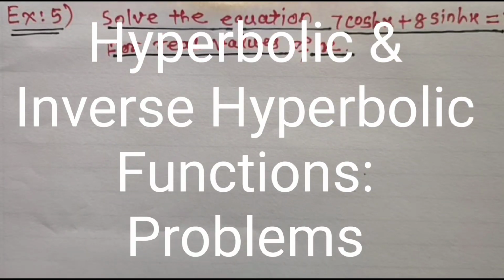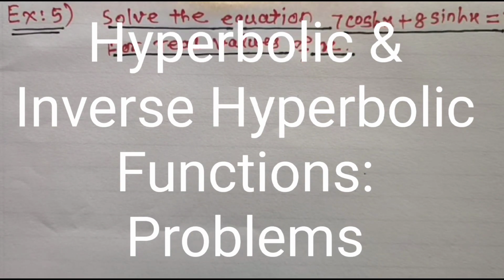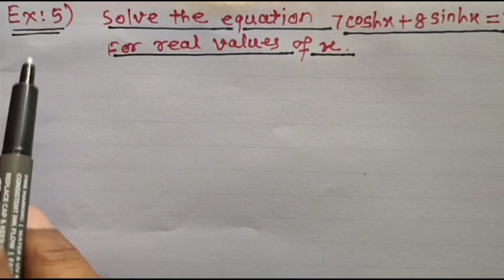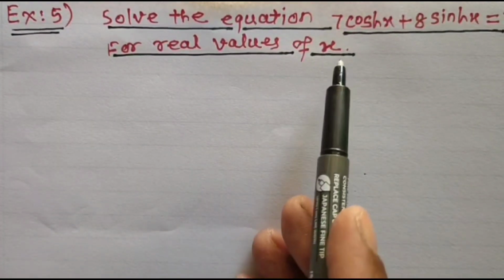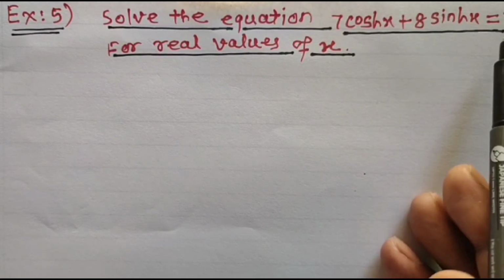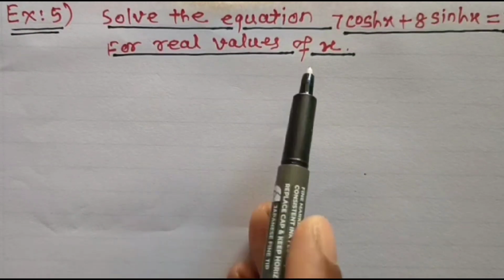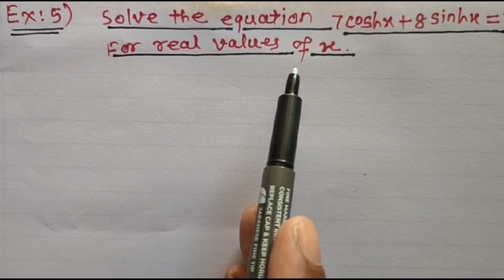Hello everyone. Today we are solving problems on hyperbolic functions and inverse hyperbolic functions. This is sum number 5. Solve the equation 7 cosh x plus 8 sinh x is equal to 1 for real values of x. We have to consider here only real values of x.